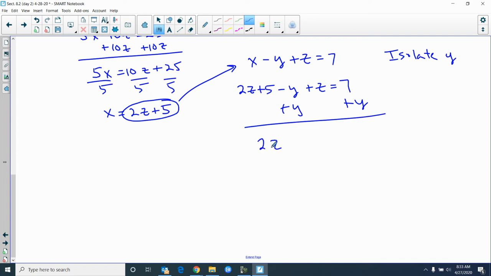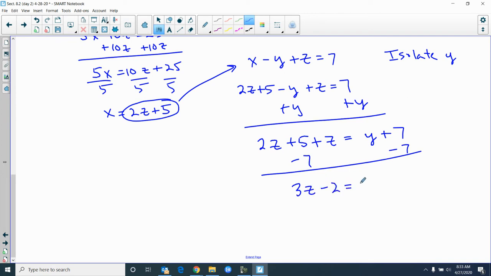So I get 2z plus 5 plus z equals y plus 7. And I'm going to subtract 7. Well, 2z plus z is 3z. 5 minus 7 is negative 2 equals y. You can never get x equals 2, or infinite solutions, or y equals 7. But here's what we got.